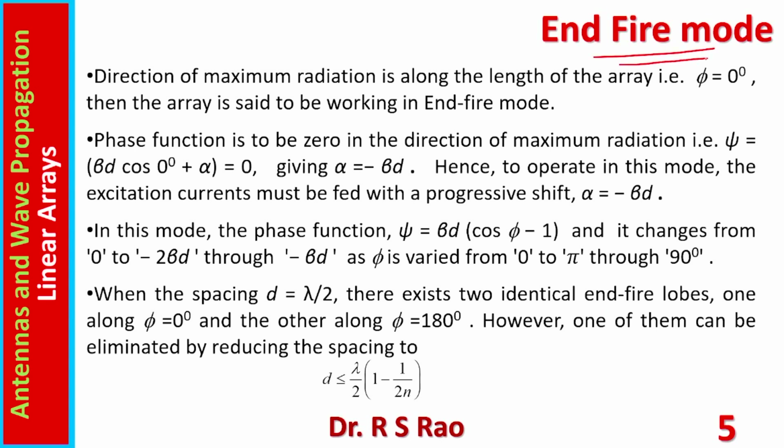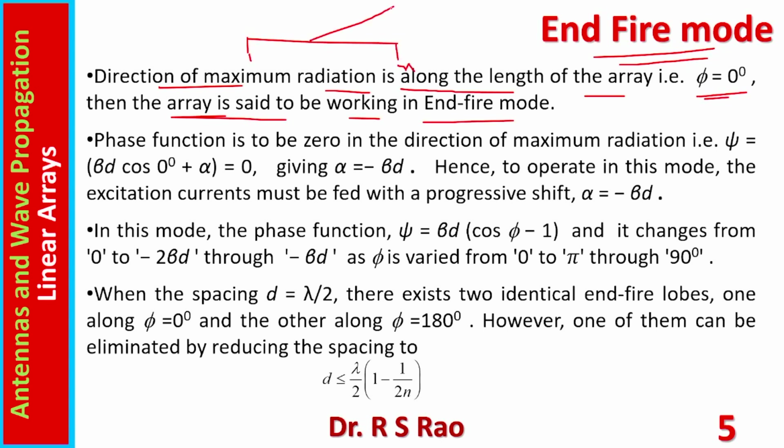Now end fire mode. Direction of maximum radiation is along the length of the array, phi equal to 0. Then the array is said to be working in end fire mode. This is the length of the array. First element, nth element. This is phi. Phi equal to 0 is the direction of maximum radiation. In case of end fire mode, it is like this. Maximum radiation is along the length of the array.